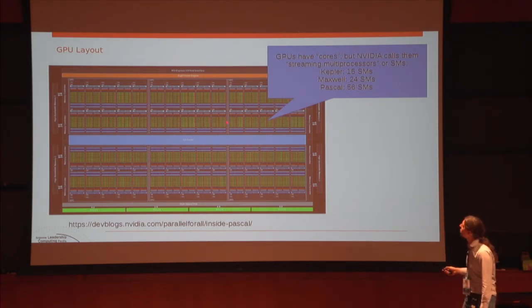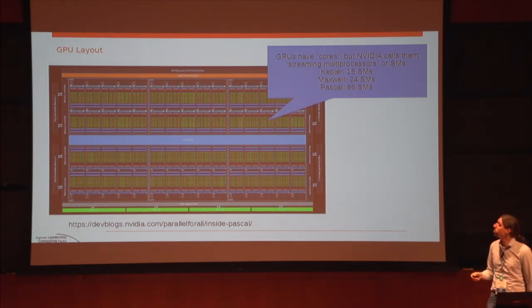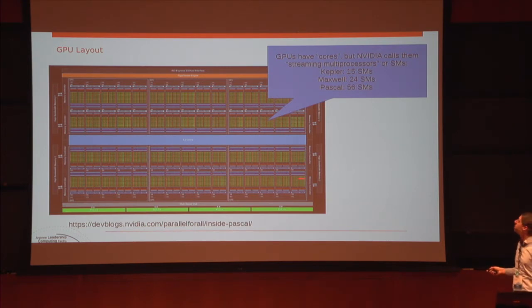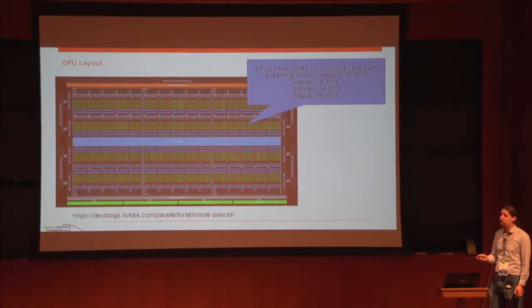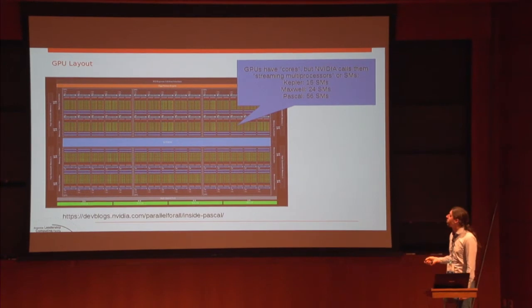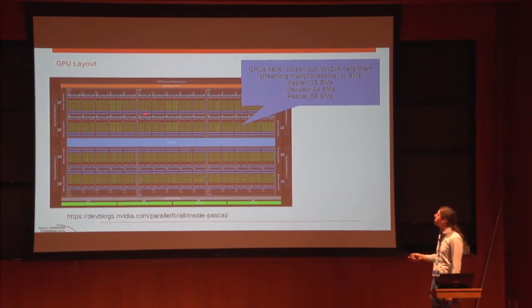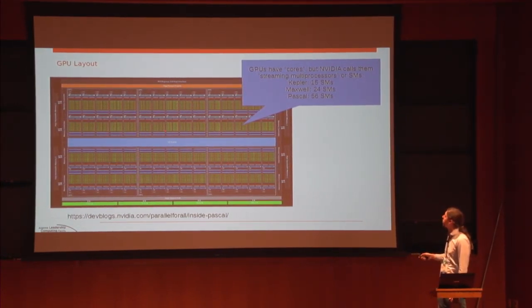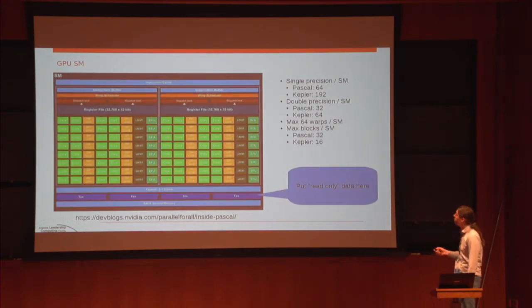Those thread groups are being executed by what NVIDIA calls a streaming multiprocessor, which everyone else calls a core. And you have a number of these on each GPU. On the Kepler GPUs, which is what the supercomputer Titan has, for instance, there are about 15 of these per GPU. The upcoming Pascal GPUs have 56 of them. This is a picture of Pascal, and each of these regular blocks here is one of these streaming multiprocessors.